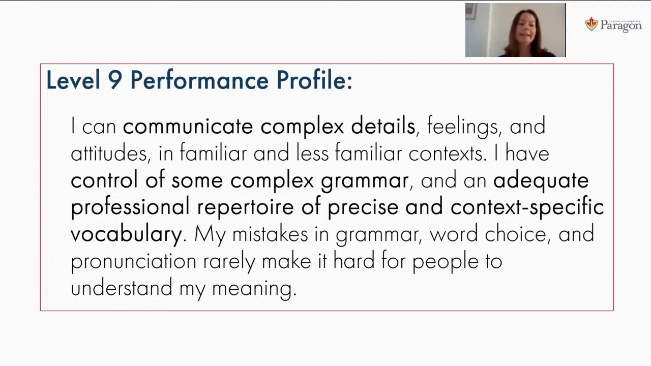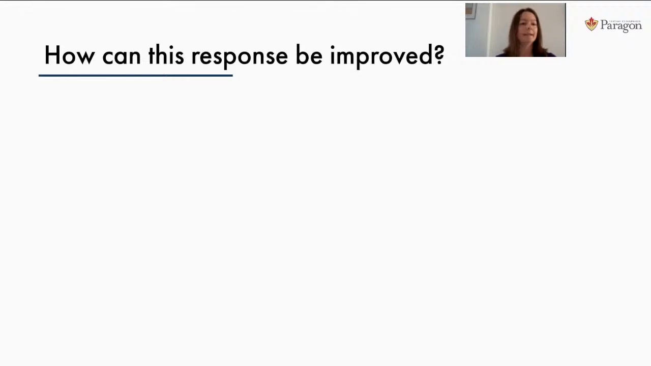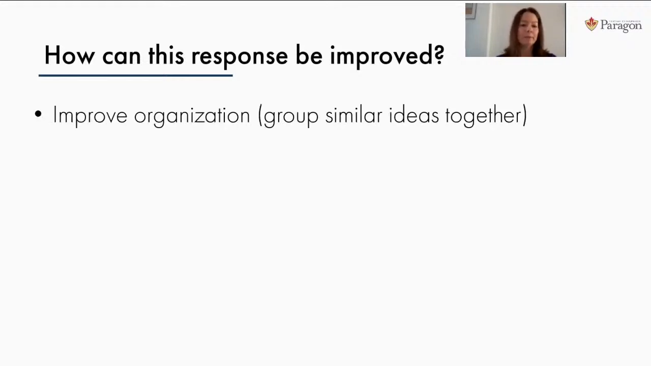There certainly is some complex grammar. So we pointed out a complex sentence structure and so on. And his vocabulary is suitable. It's adequate. Yeah, we'll leave it at that. That's what a level 9 speaker can do. It's adequate, right? So this is why he's achieved a level 9. But this response can certainly be improved.